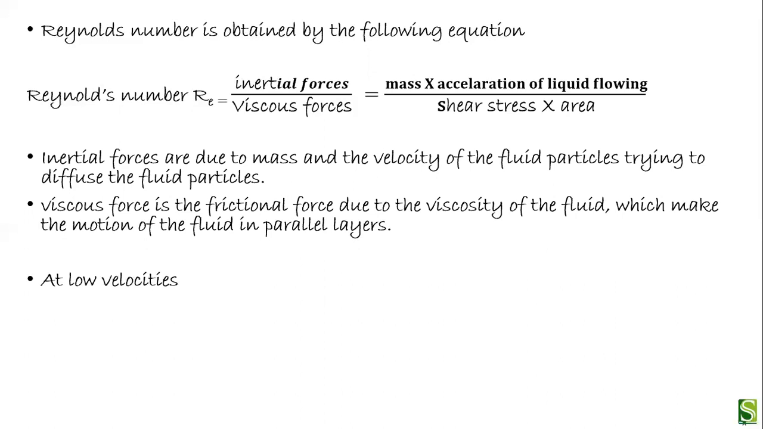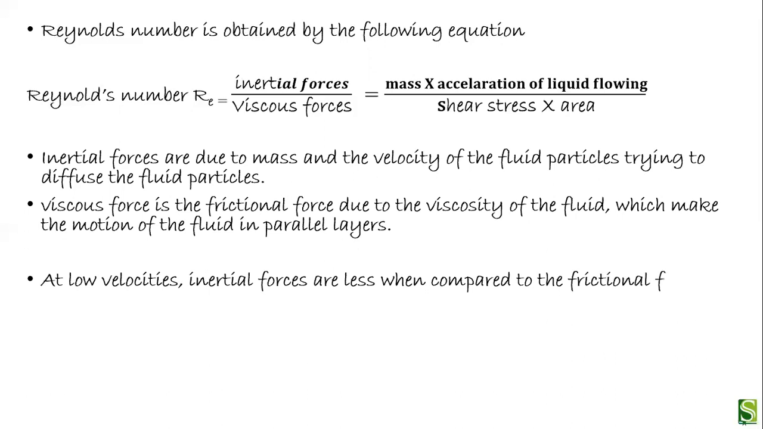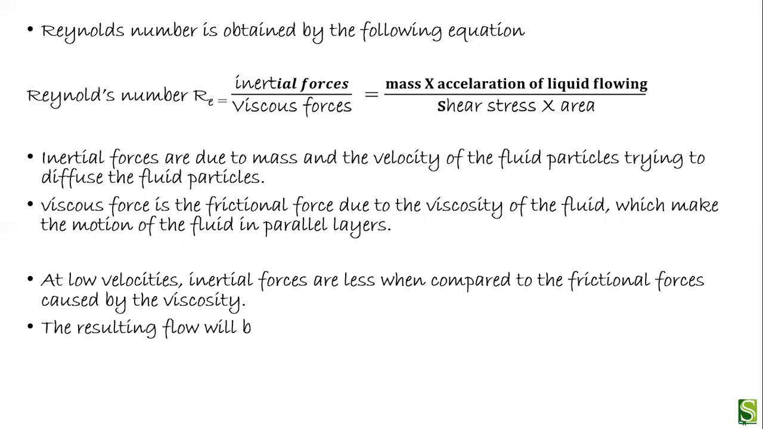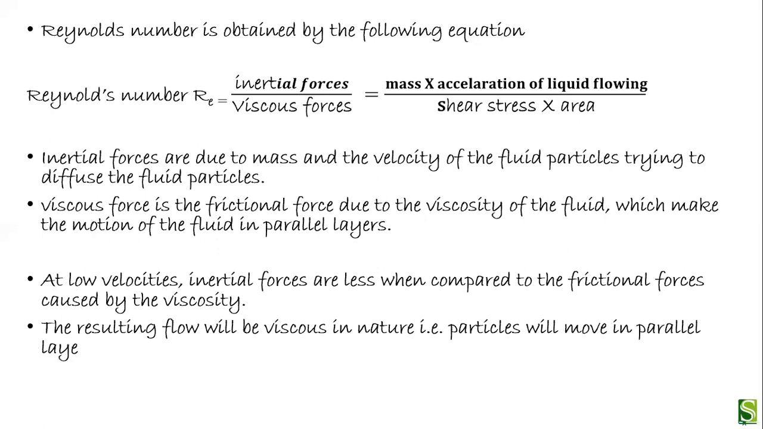So at low velocities, inertial forces are less as compared to the frictional forces. That means when the velocity is less, the inertial force is going to be less. And what will be more? The viscous force will be more, and hence we will get a very viscous flow. So the resulting flow will be viscous in nature, that is, particles will move in parallel layers. Hence laminar flow is also called viscous flow.